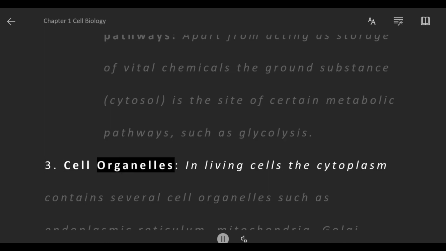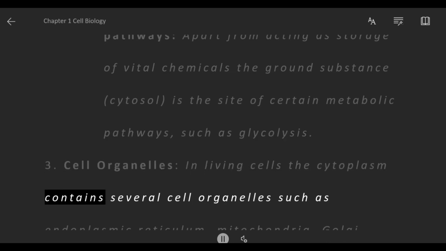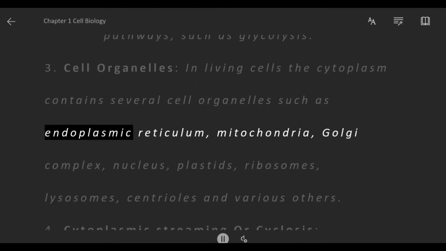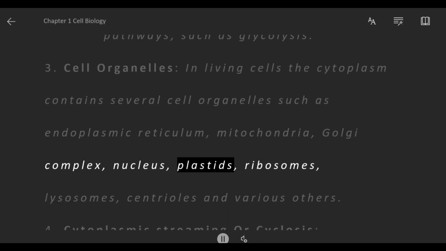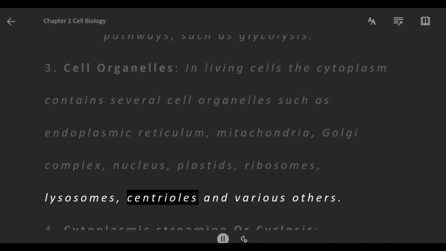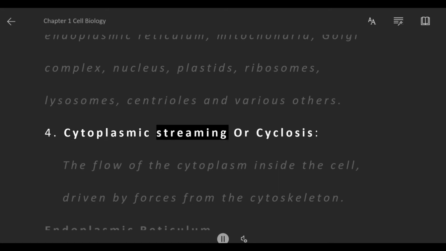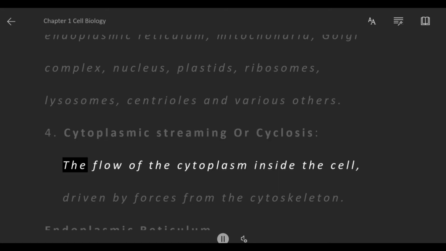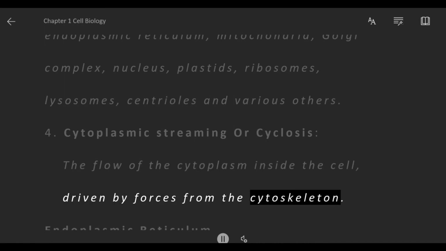3. Cell organelles. In living cells, the cytoplasm contains several cell organelles such as endoplasmic reticulum, mitochondria, Golgi complex, nucleus, plastids, ribosomes, lysosomes, centrioles, and various others. 4. Cytoplasmic streaming or cyclosis. The flow of the cytoplasm inside the cell, driven by forces from the cytoskeleton.